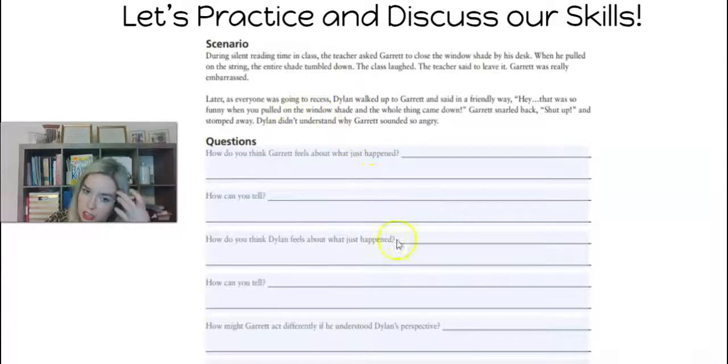So I want you to turn and talk to your neighbor about these questions. How do you think Garrett feels about just what happened? So I'm going to give you guys a few seconds to turn and talk. How do you think Garrett feels about what happened? Remember, Garrett was the one that pulled the shade down. Okay. So you can turn back to me in 5, 4, 3, 2, 1. And how can you tell? I'm sure you could tell because he was embarrassed. That was his perspective, right?